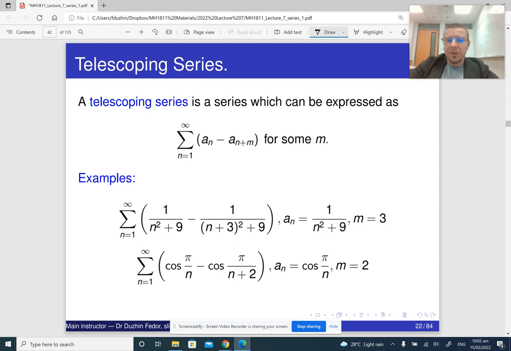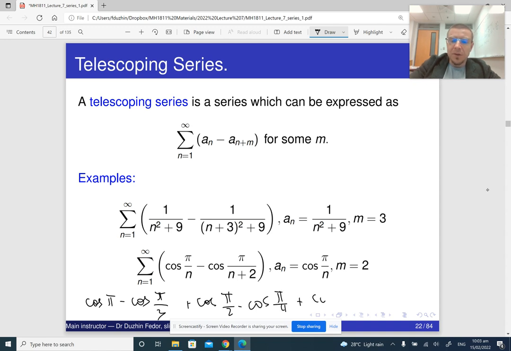So here is another example: cosine of pi over n minus cosine of pi over n plus 2. Same thing. If you write it down, it's going to be something like cosine pi minus cosine pi over 3. This is the first term, plus cosine pi over 2 minus cosine of pi over 4. This is the second term.